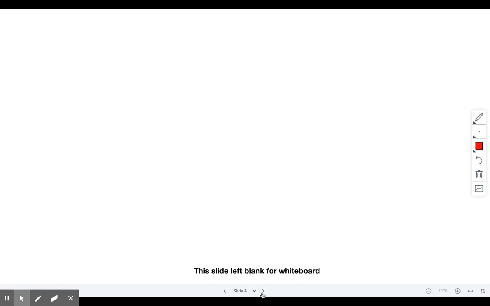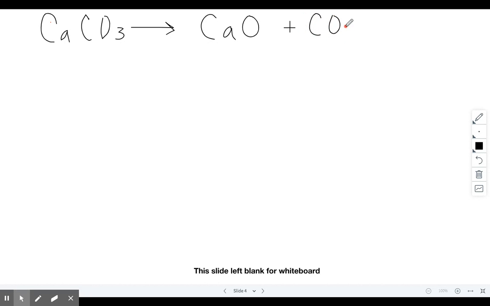Okay, let's look at the next problem. So I solved that one, I solved this one. We're going to do calcium carbonate. Let me change my color back to black. So calcium carbonate, CaCO3, breaks down and makes calcium oxide and carbon dioxide. Oops, calcium oxide and carbon dioxide. Okay, so calcium carbonate breaks down to make calcium oxide and carbon dioxide.